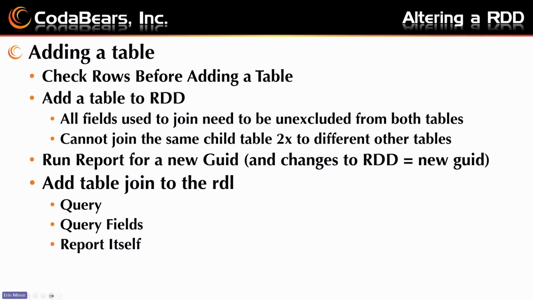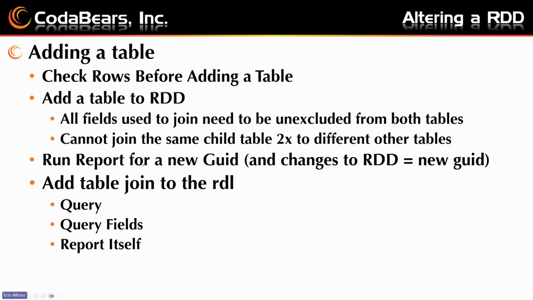Okay, so we're going to talk about adding a table to the RDD. All the fields that you need to join need to be unexcluded from both the tables. You can't join the same child table 2 times to different other tables. That's something that's important. You can do that in SQL and just alias the table. You can do that in BAQs and alias the table. You cannot do that in RDDs. It's really stinky, but it's what happens.